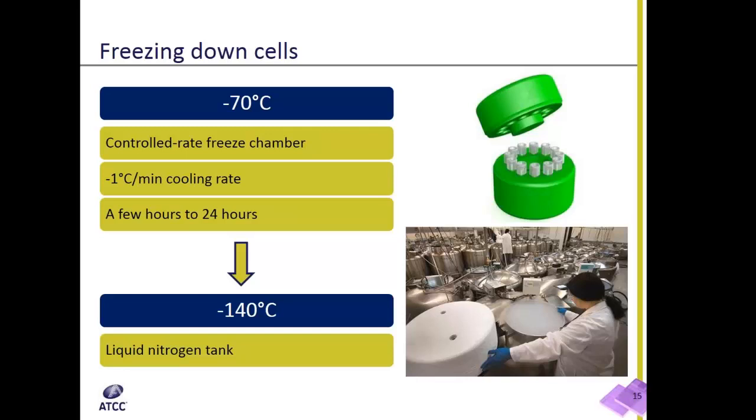The length of time needed at -70 would depend on the type of chamber used. After spending some time at -70, usually a few hours to 24 hours, the vials must be transferred to -140 degrees Celsius for long-term storage. The best recommended storage container is liquid nitrogen tanks.